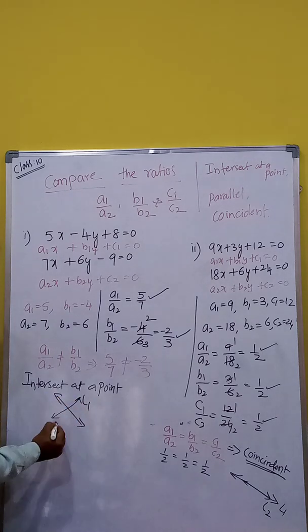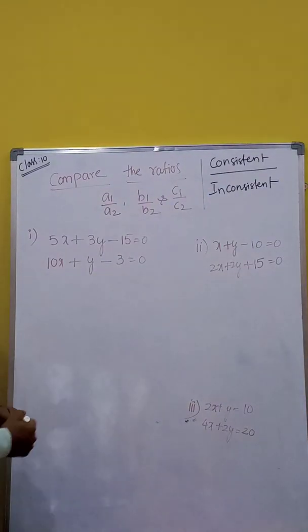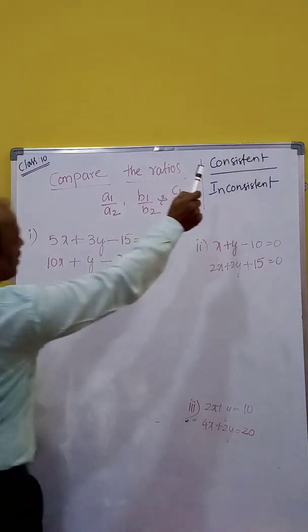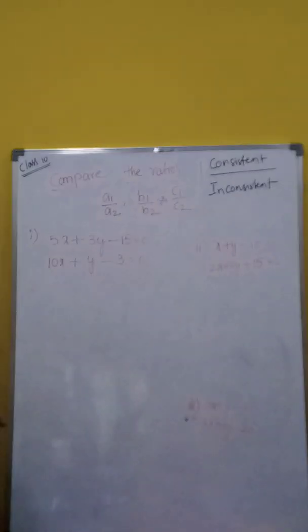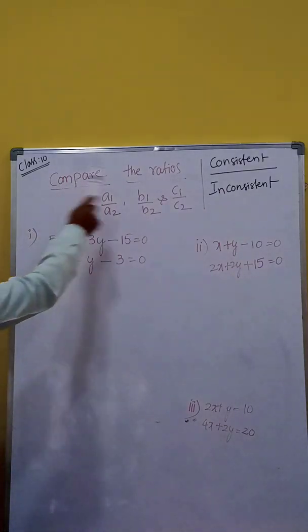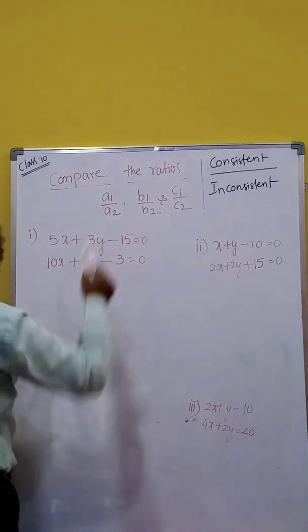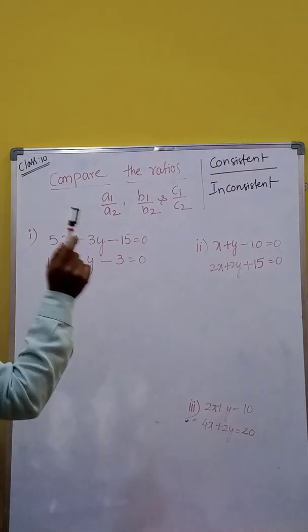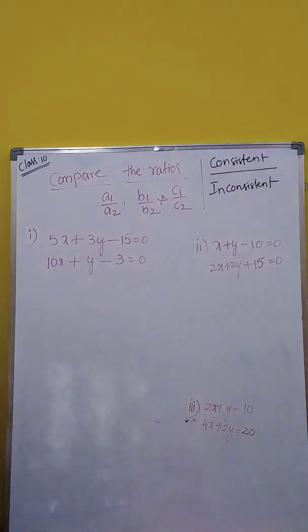L1 and L2. Now children, we will go for another comparison. The final is consistent or inconsistent. We have to prove whether the equations are consistent or inconsistent. Compare the same ratios as before: a1 by a2, b1 by b2 and c1 by c2. After comparison we have to say whether it is consistent or inconsistent. Only two options are there.